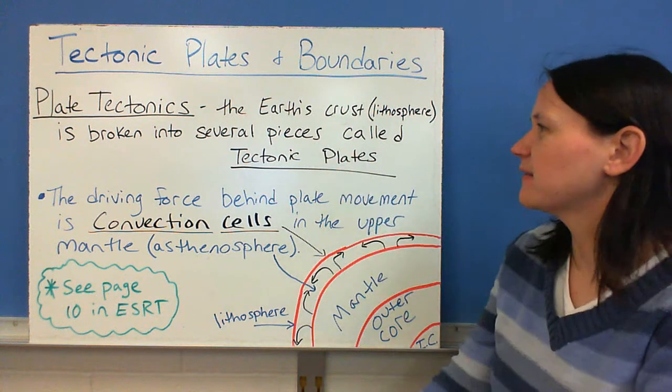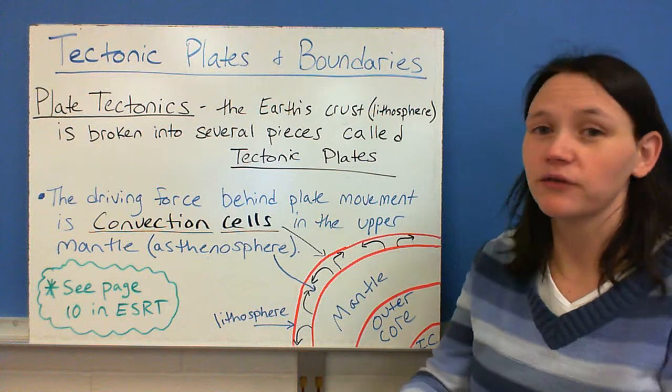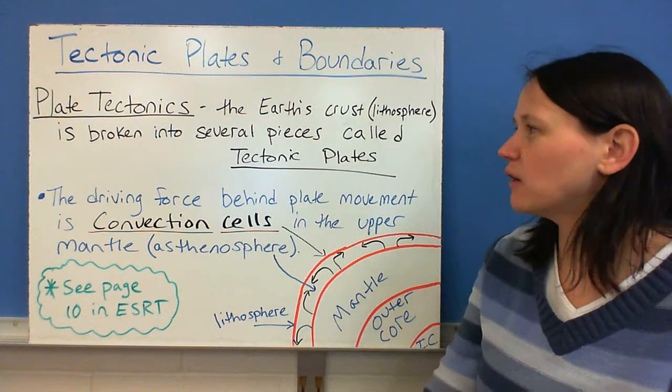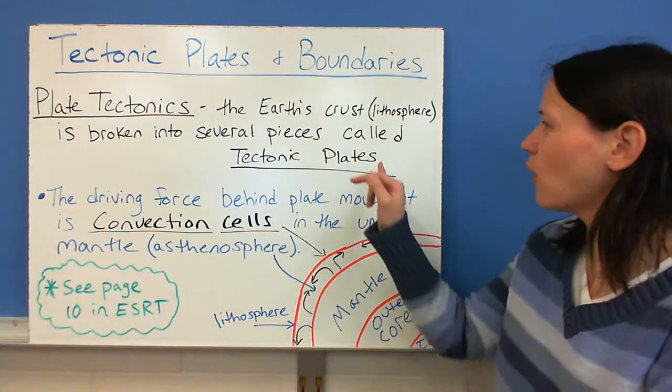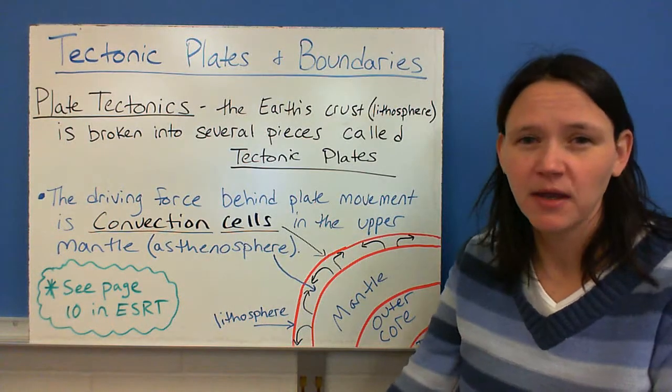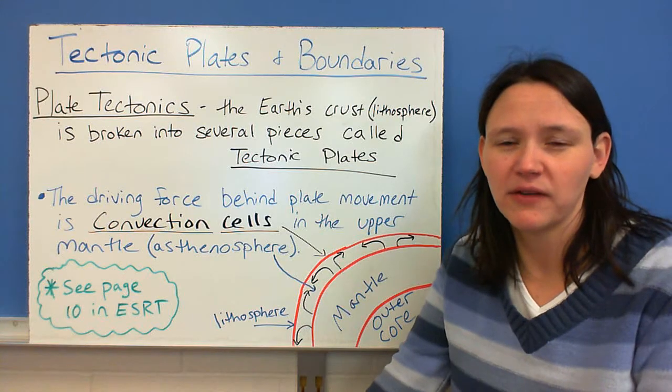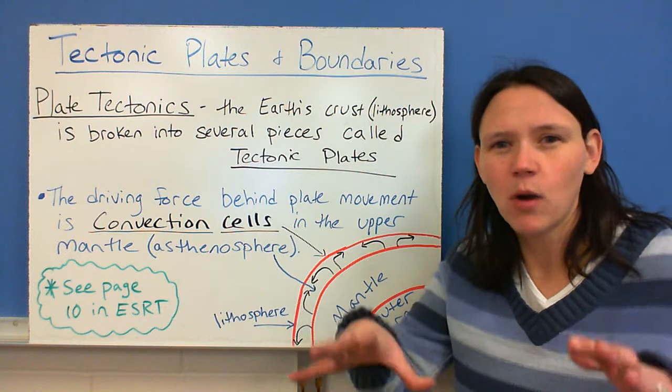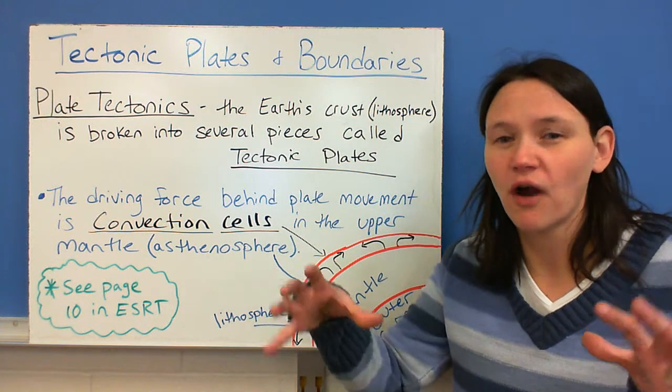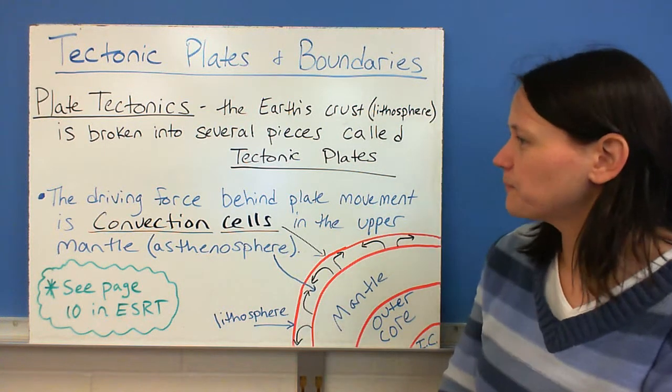So plate tectonics is this idea that the Earth's crust, or the lithosphere, the outer shell of the Earth, is broken into several pieces called tectonic plates. So that's what we are referring to when we say the tectonic plates. It's what the continents and the ocean are on, or are a part of.